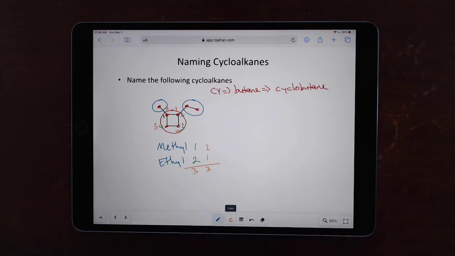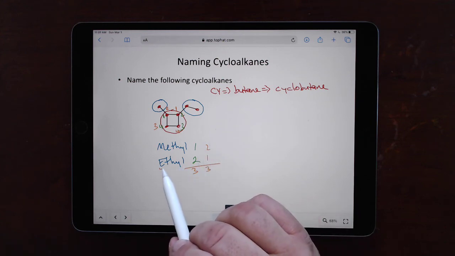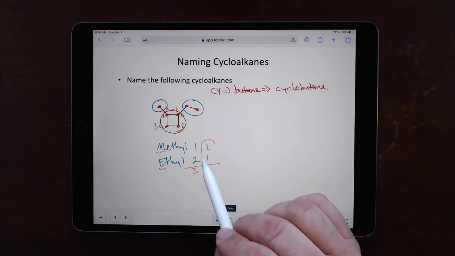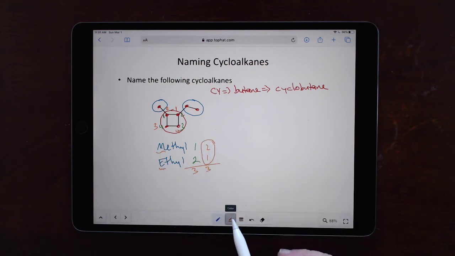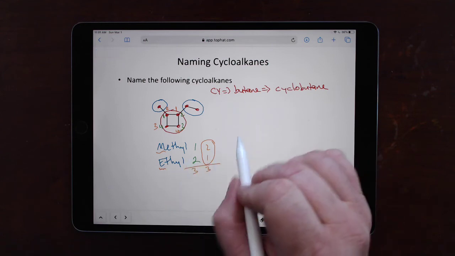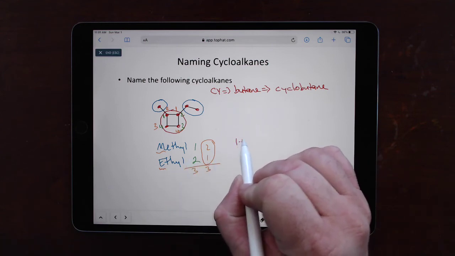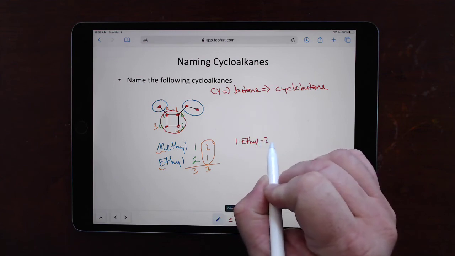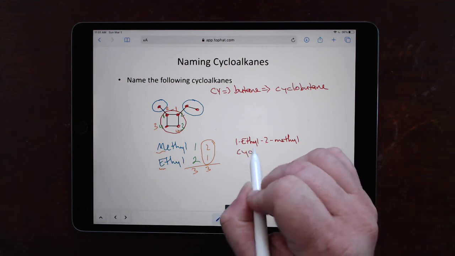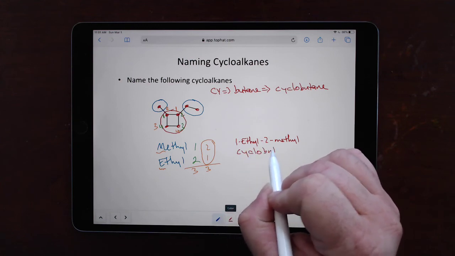Okay, so IUPAC says we need to make a rule. We're going to say the first alphabetically, so ethyl comes before methyl alphabetically, so it's going to get the 1. So we're going to use those right there. And again, it's a very, very special case. So it becomes 1 ethyl, 2 methyl, cyclobutane.